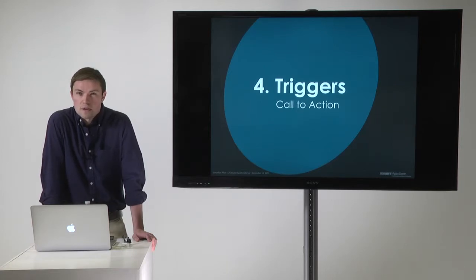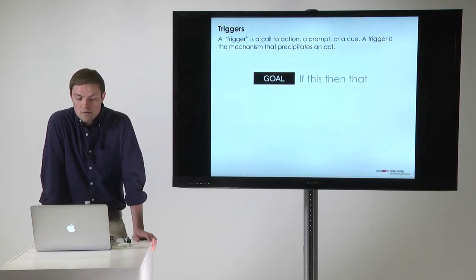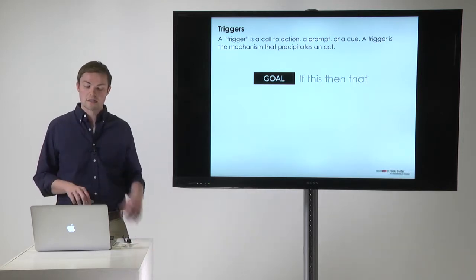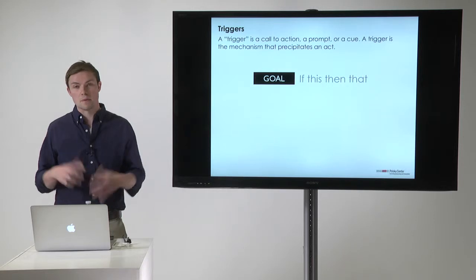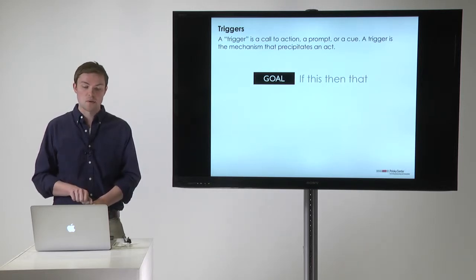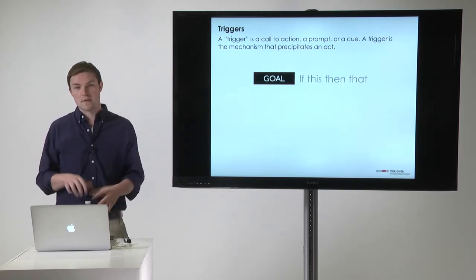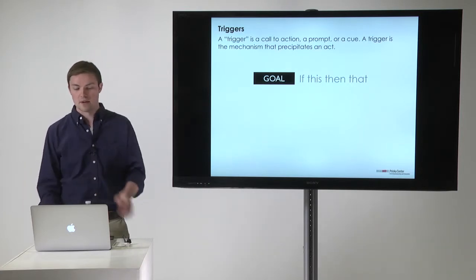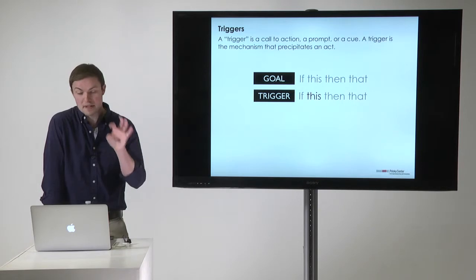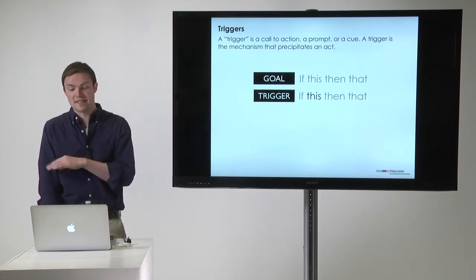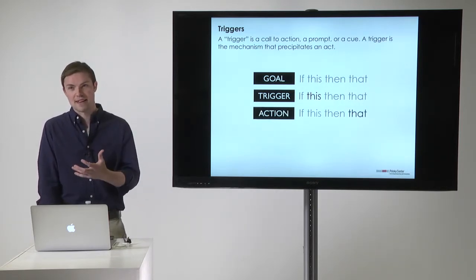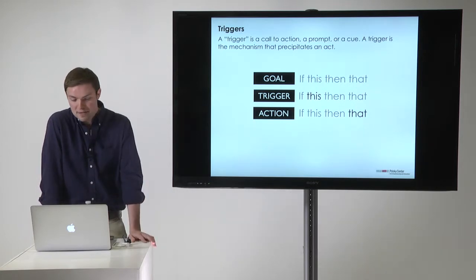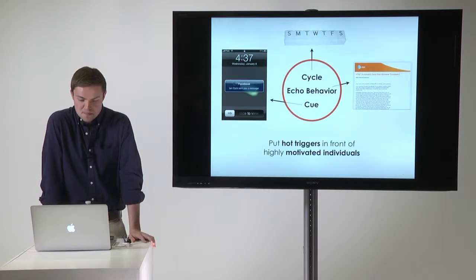So you have to think about what triggers a behavior that you're looking for. A trigger is a call to action, a prompt, or a cue. It's a mechanism that lets people act, or it causes them to act. And so your goal is if this, then that, to have them do something. This happens, so then they do that, right? So the trigger is the this part of if this, then that, and the action is the that, right? It's kind of a word mess, but you get the general idea.